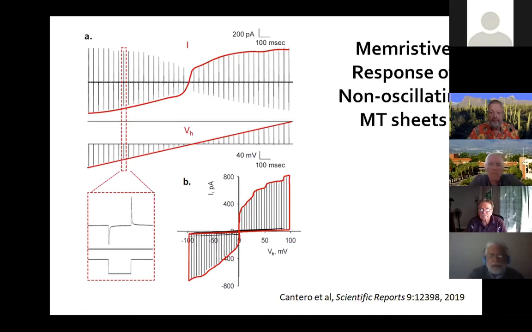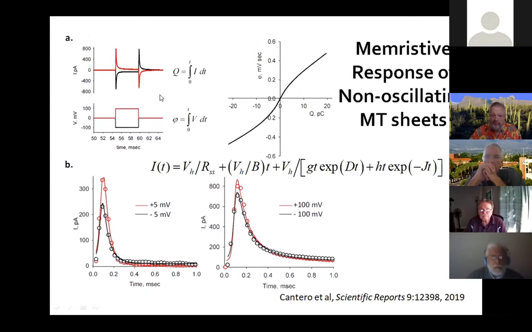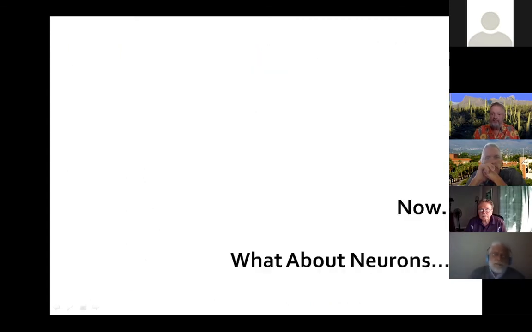I don't have time to get into the details of this memristive device, but what is interesting is that we can explain the behavior of the oscillator in the microtubules by a device that changes conductance and eventually would be able to oscillate. We came up with an equation that includes the memristive conductance, and we can very much fit the experimental data points from minus 5 and 5 and plus 100 millivolts and minus 100 millivolts with this equation here. So now the question is, well, what about neurons?